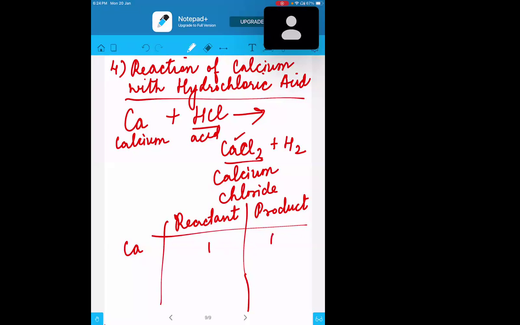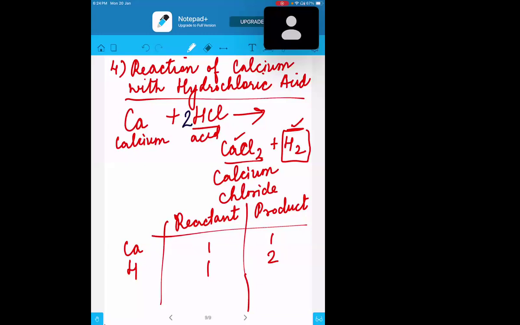On the right hand side, how many are there? 1. Now coming to hydrogen, how many hydrogen are there on the left hand side? Ma'am, 1. And on the right hand side? Ma'am, 2. Correct, 2. Now both sides have a different number of hydrogen, right? So we have to make it the same number. That is the reason we will be adding the 2 here.